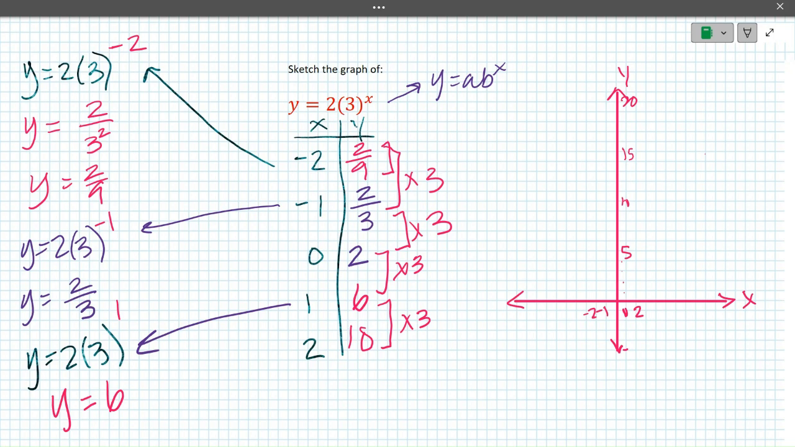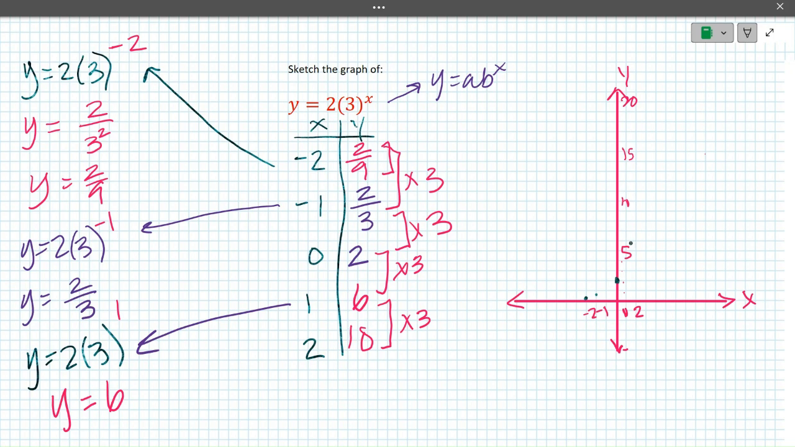And now I'm going to go ahead and start plotting my points. So at -2, we have y with a value of 2/9. It's a little bigger than 0. So here we go, right there. 2/3 at -1 is slightly bigger than half. So there we go. Our y-intercept is at positive, oops, not right there, +2.